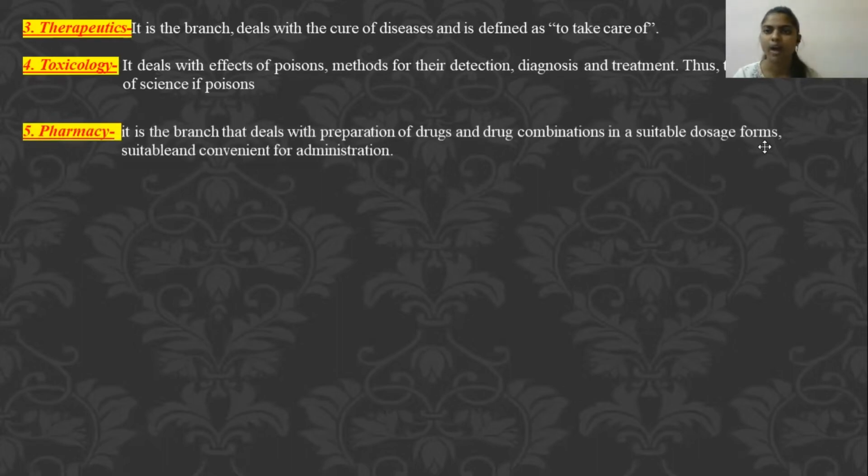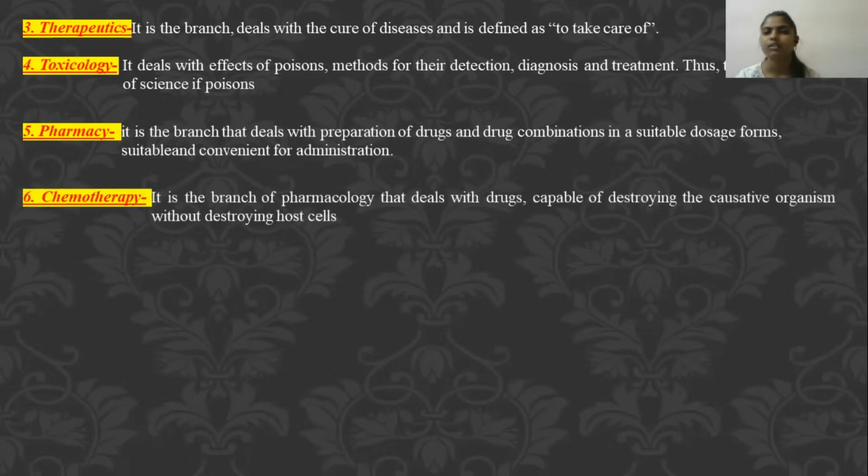The next term is pharmacy. It is the branch that deals with the preparation of the drug and drug combinations in a suitable dosage form, convenient for administration. Then there is chemotherapy. It is the branch of pharmacology that deals with drugs capable of destroying the causative organism without destroying the host cells.